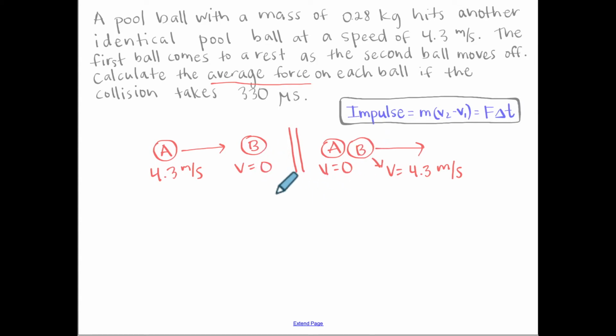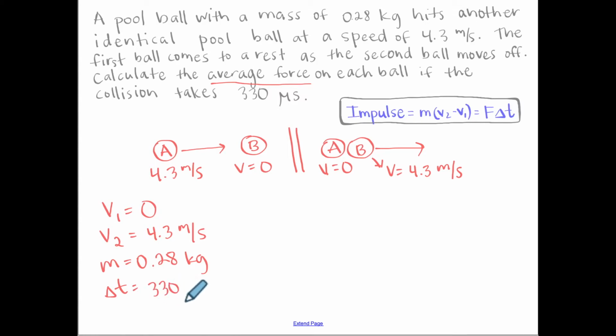The velocity of ball B to begin with was 0. The velocity of ball B after the collision is 4.3. The mass is 0.28 kilograms. And the time it takes the collision to happen is 330 microseconds, which when we change that to seconds, we have to go 6 to the left. So we get 0.00033 seconds.